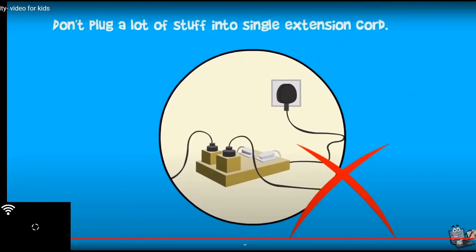So, pay attention now. Don't plug a lot of stuff into a single extension cord. Attention, don't plug a lot of stuff into a single extension cord.